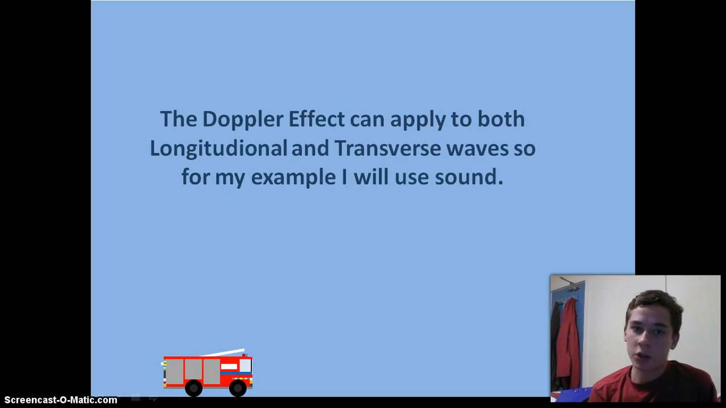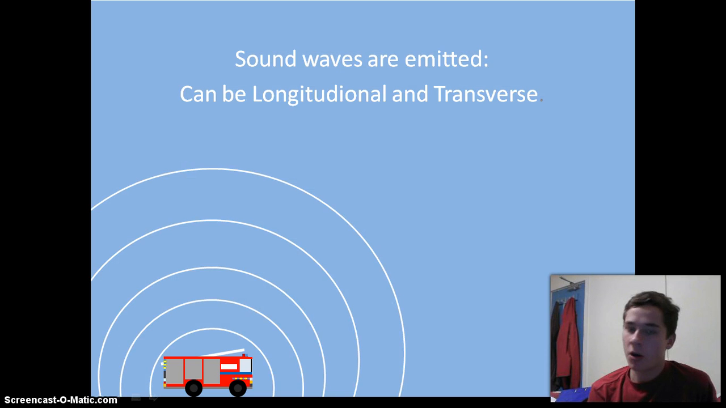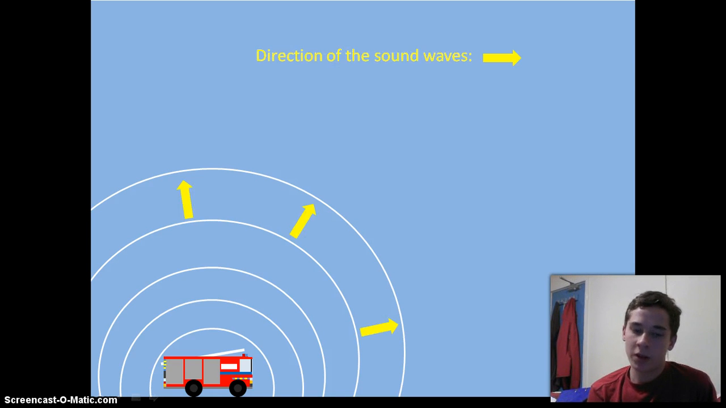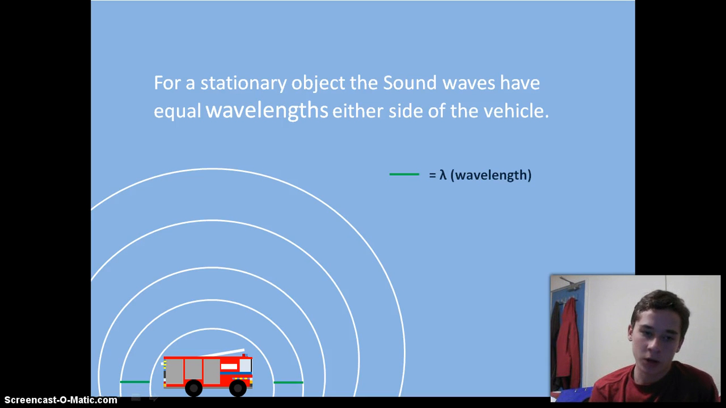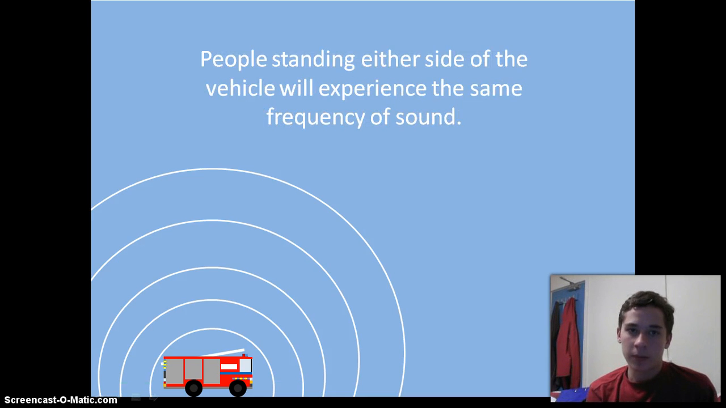Seeing as it can apply to both longitudinal and transverse waves, I decided I'd use sound for my example, and a fire truck. Sound waves are emitted by the sirens and travel in that direction. For a stationary object, the sound waves have equal wavelengths either side of the vehicle, as shown by the green line representing the lambda. People standing either side of the vehicle will experience the same frequency of sound, and there'll be no difference if you're standing still, either side of it, above it, in any direction. It should pretty much have the same frequency.